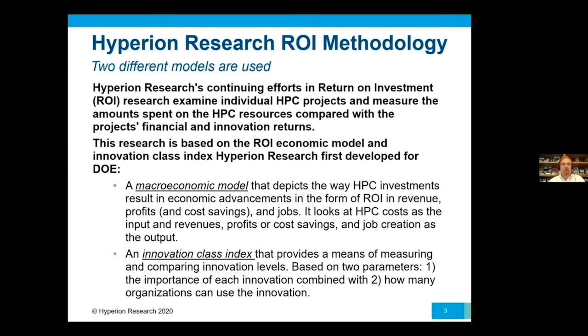So for those of you who aren't familiar with our return on investment methodology, we basically developed two different models. One is a macroeconomic model that looks at the financial investment, so it's financial return on investment in the forms of revenue, profits, or cost savings. The second part is return on research. This is looking at the different innovations that are done with HPC, and it's really on two parameters: how important the discovery or innovation was in the world, and how many organizations can use the innovation itself. We combine those together into an innovation class index.